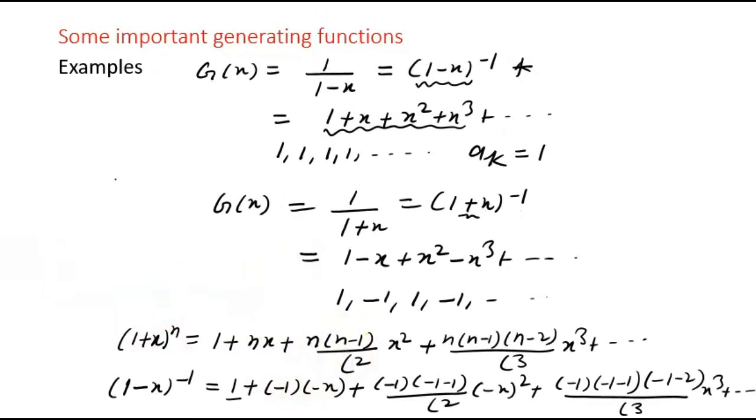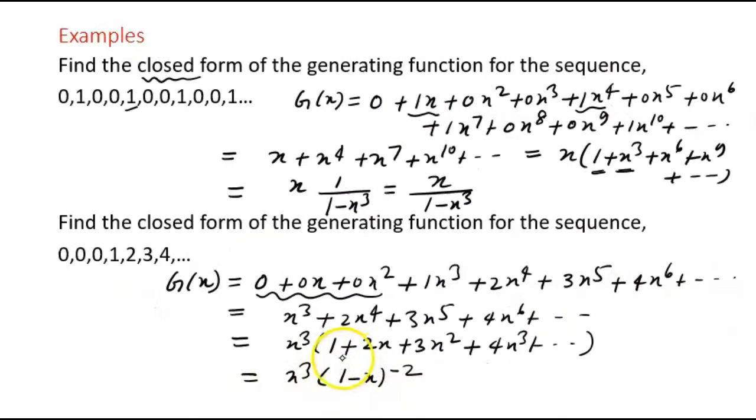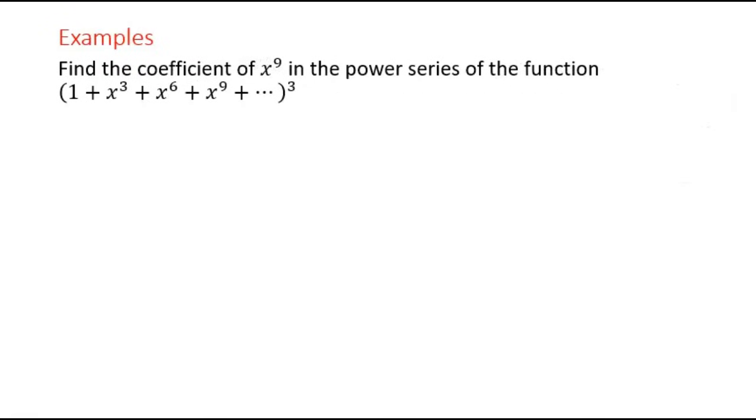I think where it is. Yeah, you see it. Here it is, that I have written (1 minus x) to the power minus 2 is equal to 1 plus 2x plus 3x square plus 4x cube and so on. So here also I can write this expansion as x cube into (1 minus x) to the power minus 2, which in turn can be written as x cube by (1 minus x) to the power 2. So this is how we can write the generating function for different kinds of sequences.